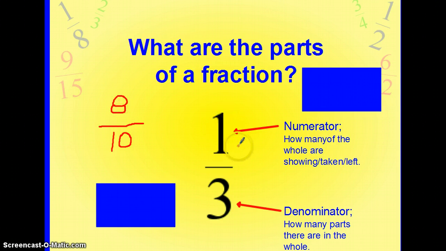Okay, the top number is called the numerator. How many of the whole are shown or taken or left? So for this example, this fraction right here, you and your friends had eaten 8 of those 10 slices. So we would represent how much of the pizza you had eaten as 8/10.